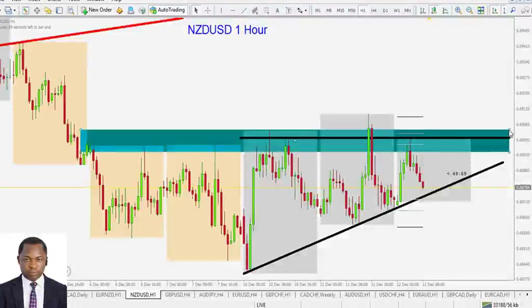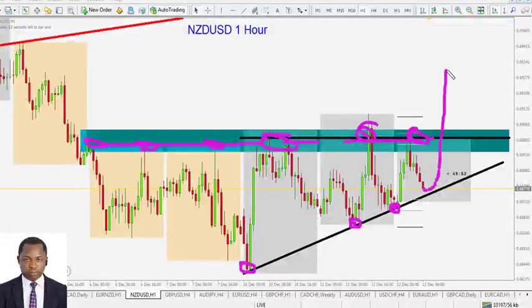Now this entire area has been acting as resistance. You can see how price kept bouncing off that zone. And this is a rising trend line. So if price goes back up, breaks above, we simply wait for the pullback, and from there on we look for our buy entry. This is where we will be waiting if that plays out according to this plan.